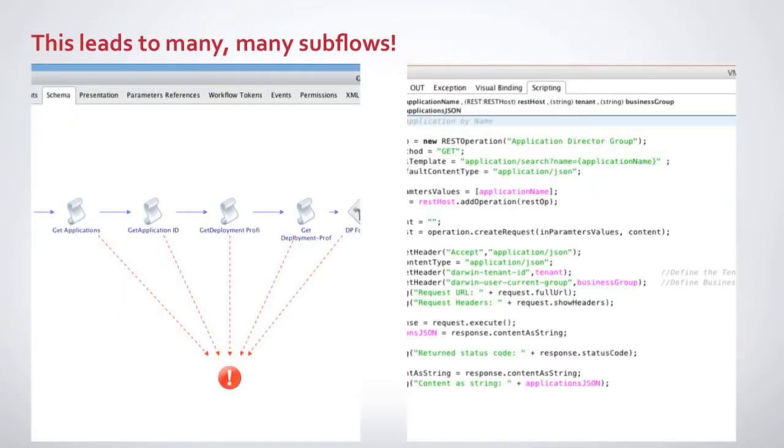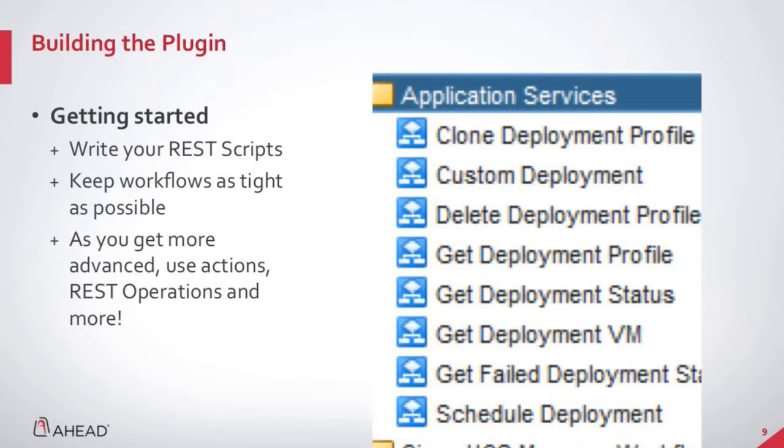This leads to a lot of sub-workflows. This one here happens to be getting that deployment profile. I'm getting an application, getting the ID from a big JSON list of applications, then parsing all that out, and I'm making REST calls here in these scripts. I take those scripts, put them into workflows, and try to make them as compact as possible, one script per workflow if you can get away with it. Then we put them in a folder, package it up, maybe get real crazy and use actions and version them. Then you can add REST operations to your REST hosts.